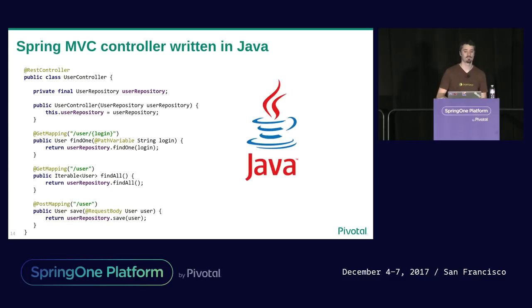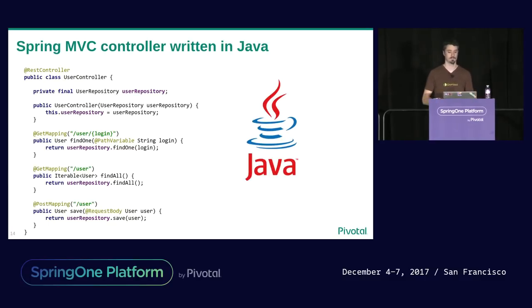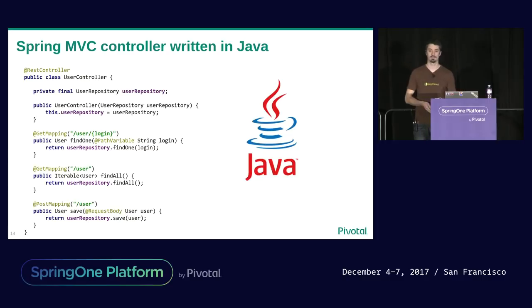Here is a regular Spring MVC controller written in Java. So that's a typical controller. I can maybe just say that it is using implicit auto-wiring. So as of Spring Framework 4.3, when you have a single constructor, it is automatically auto-wired. You don't have to add the @Autowired annotation on the constructor.